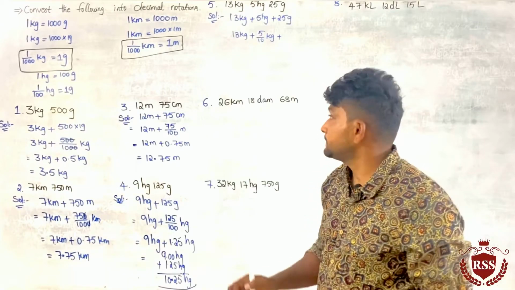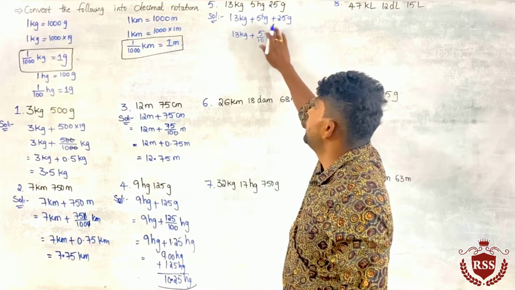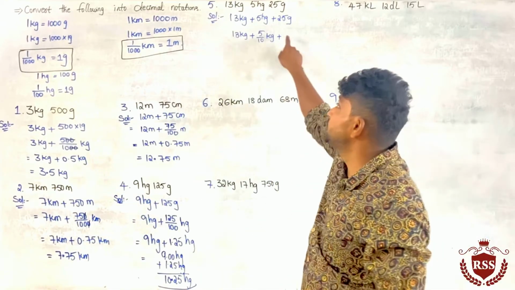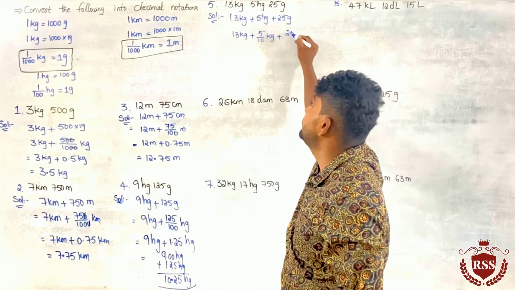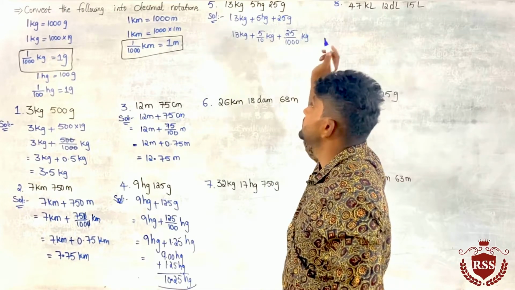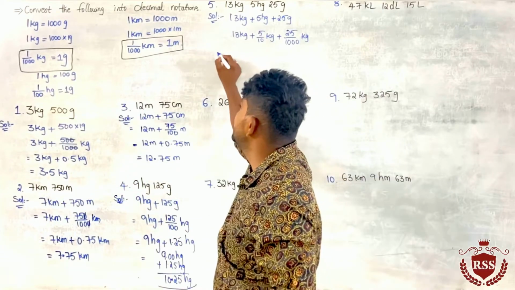Okay. Next, for 1 kg, how many grams are there? There are 1000 grams. So grams will be divided by 1000. So 25 by 1000. It will be converted into kilograms. So all are in kilograms, right? So what is the value here?